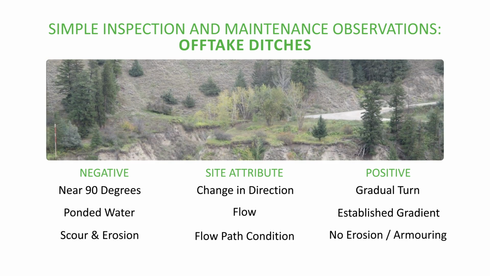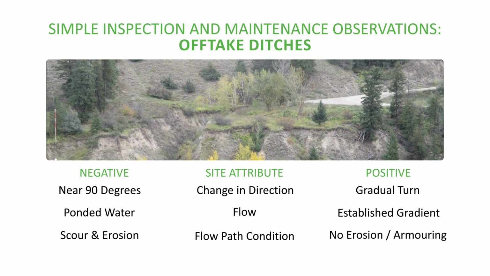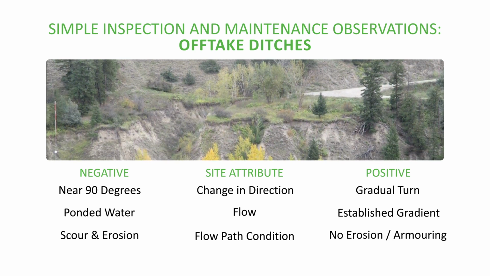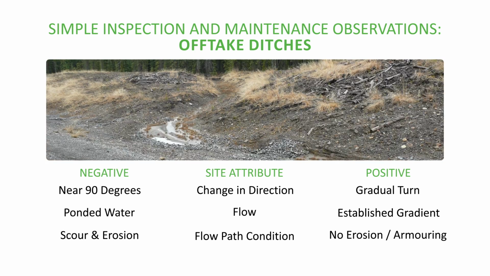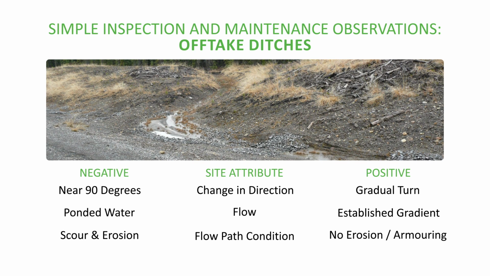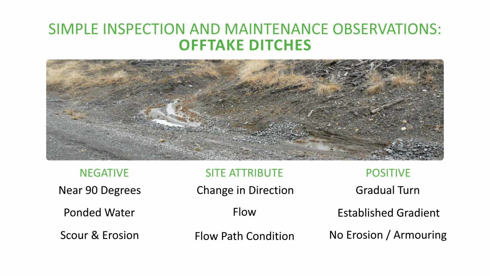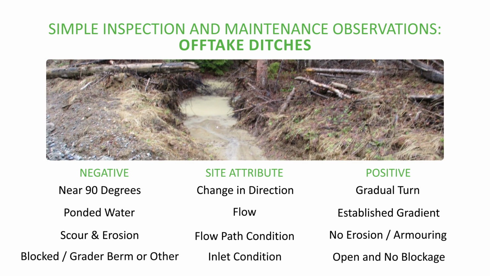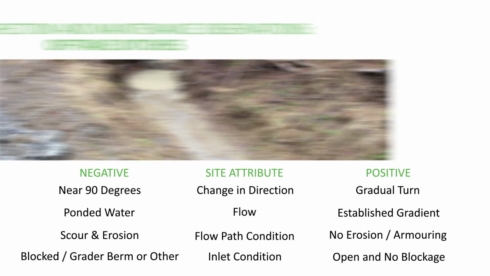If water flow has cut down through the native forest floor, it may be noted that subsequent armoring along the flow path could have helped. Consider armoring as a maintenance action and look for sediment buildup that can render offtake ditches ineffective. In addition, look at the inlet condition. It should be clear of blockages and have good flow throughout the length of the offtake.